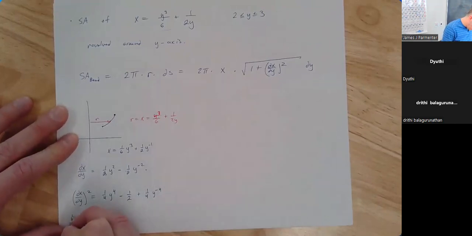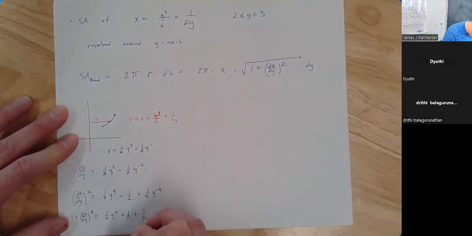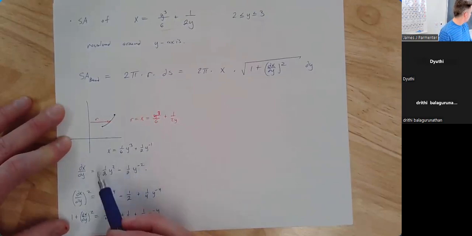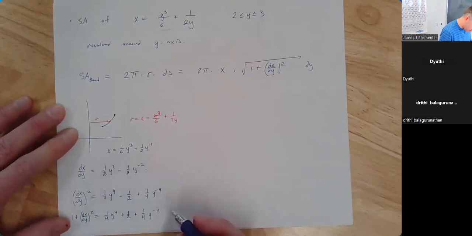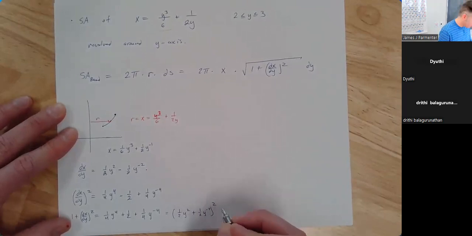So then we add 1, and 1 plus (dx/dy) squared is going to be exactly the same thing, except 1/4 y to the 4th plus 1/2 plus 1/4 y to the negative 4th, which we know has to factor like this, except with a plus sign in the middle. So it's going to be 1/2 y squared plus 1/2 y to the negative second, quantity squared.